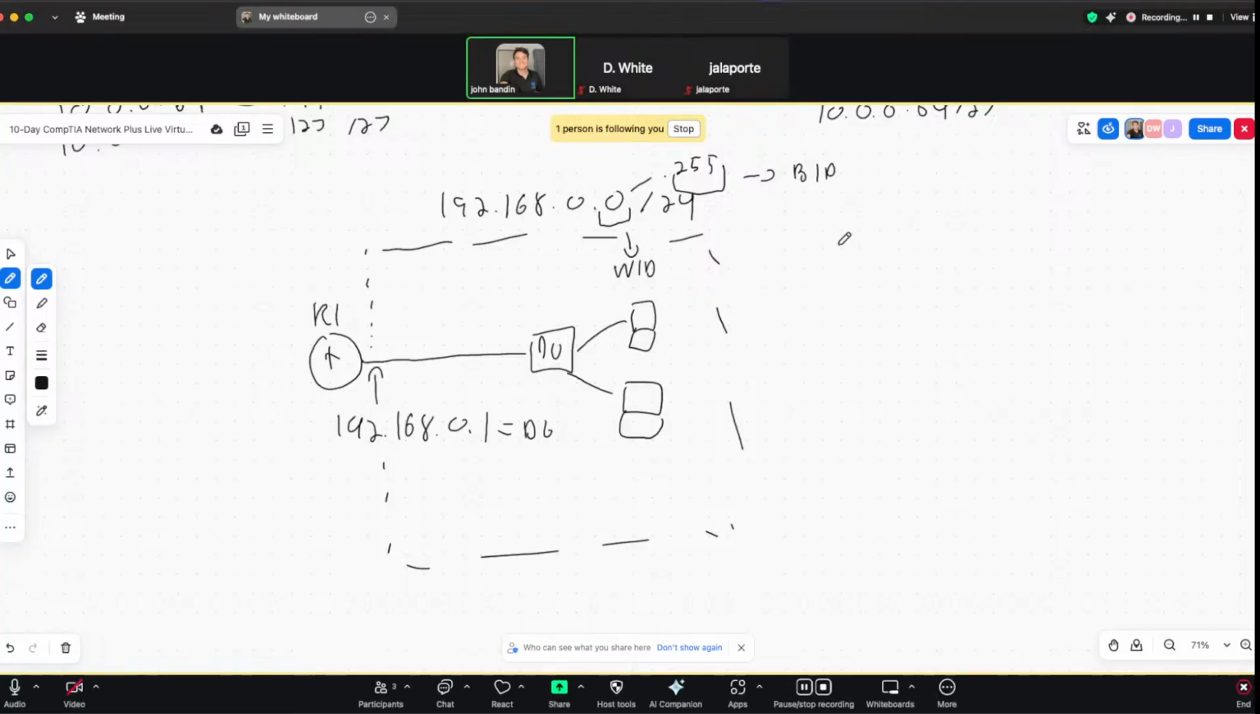So, when I have this 192.168.0.0/24, .0 is the network ID. .1 is typically your default gateway. It doesn't have to be though, okay? And then .1 through .254, this is your usable range. So this is the range that you can assign to users.